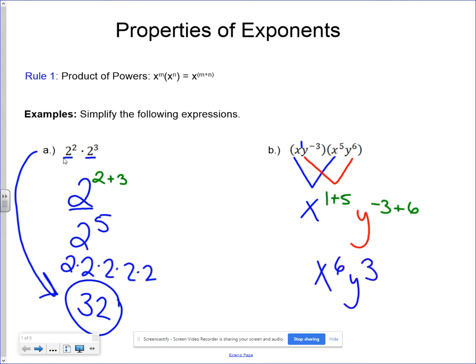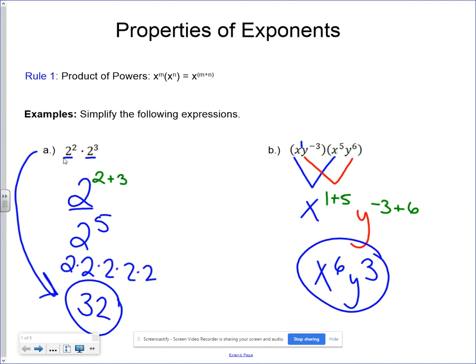Now you cannot combine x to the 6th power and y to the 3rd because they don't have the same base. So you can't make this xy to the 9th power, or x to the 9th power, or y to the 9th power. You can't combine those. You can't use that rule that we just learned. It only works when they have the same base. So this problem is simplified.